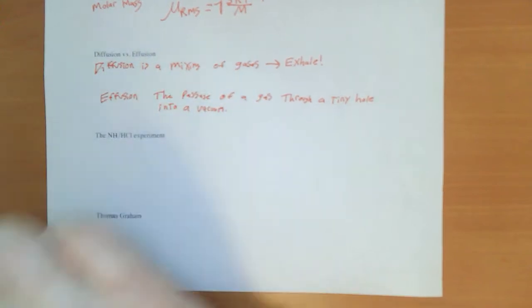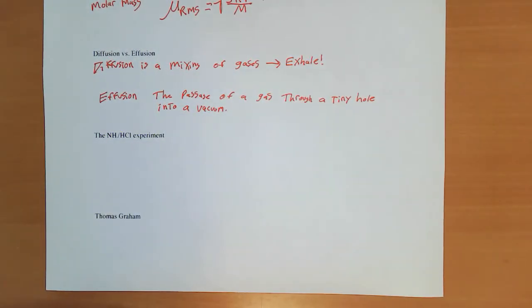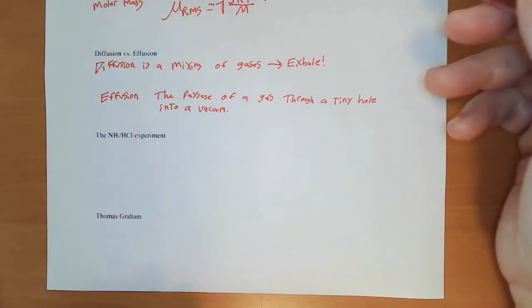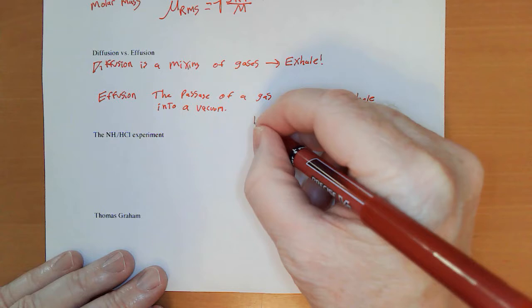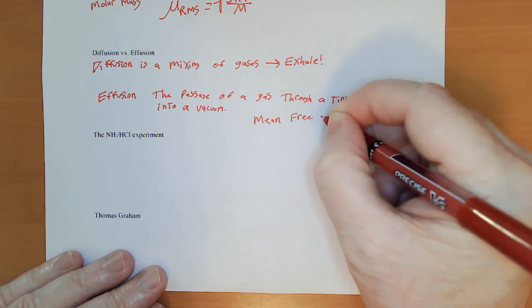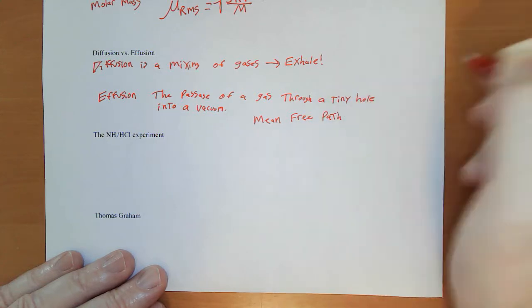Now, funky thing. Whether it's diffusion or effusion, it will still basically follow the same principles, because the distance between gas particles is on average so large that they're not really interacting very much. Okay? In fact, the distance that they have to travel before they hit another particle is often referred to as the mean free path.